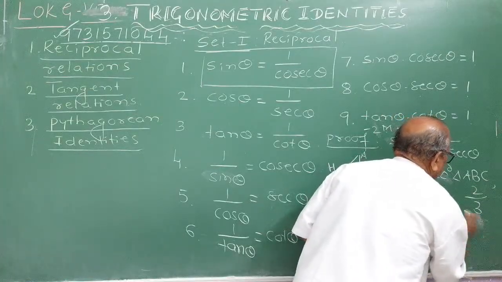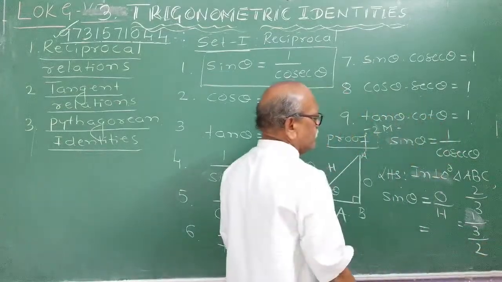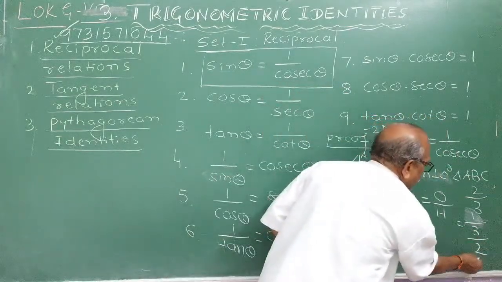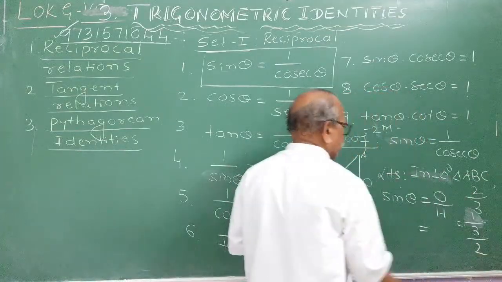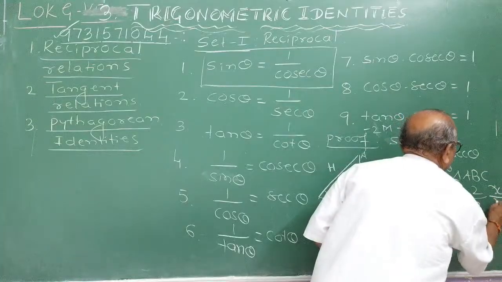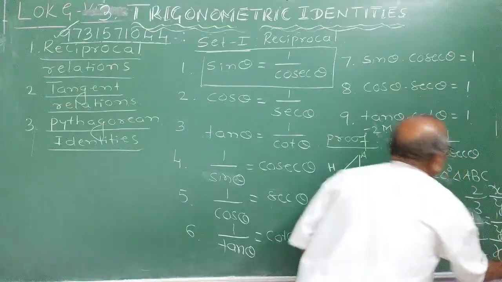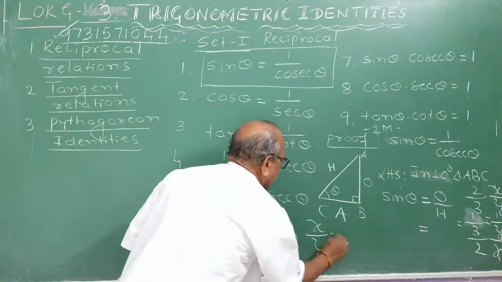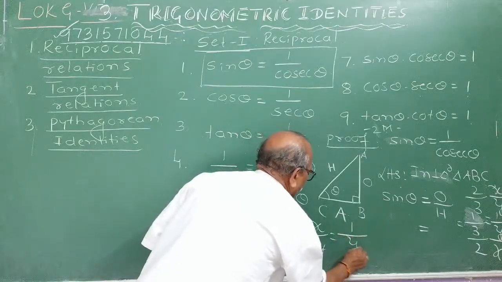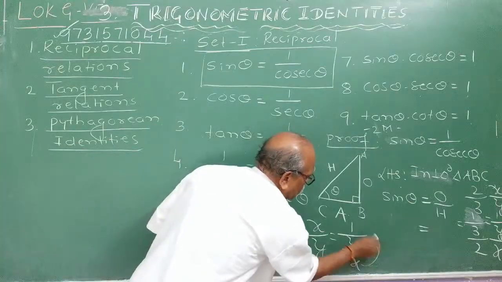Can I write it as 1 divided by 3/2? Because the denominator of denominator goes to the numerator. Remember it as a concept. That is, x by y is equal to 1 upon y by x. You remember it. x upon y can be written in mathematics as 1 upon y by x. Remember it as denominator of denominator goes to numerator.